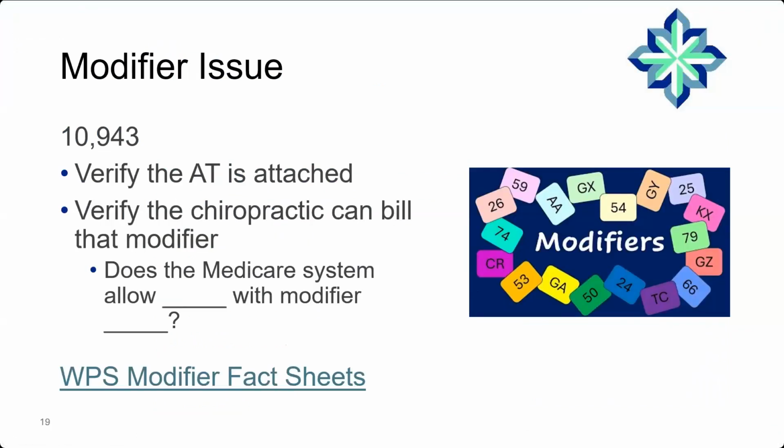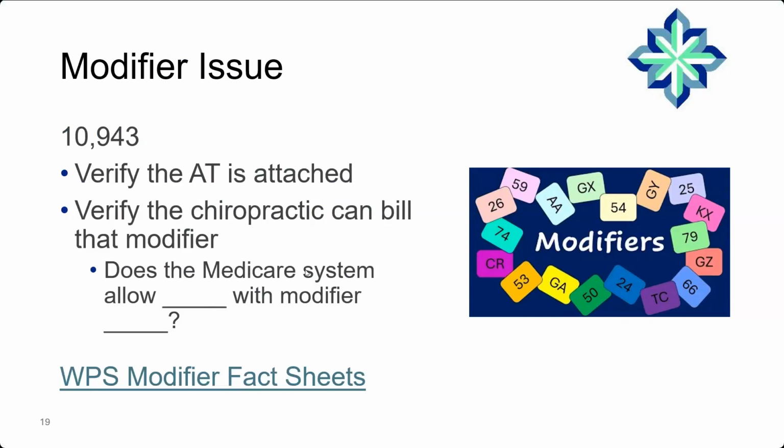Modifier issues, we talked about this. There's 10,943 of these lines. So again, very significant, very close to the other one, except this one is very specific. First, does it have the AT attached? Does it have a modifier on there? If not, the system's going to say, wait, we got something going on. What's going on? Well, is it not valid?